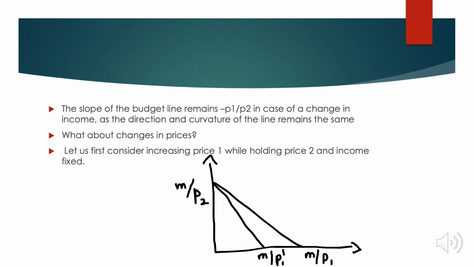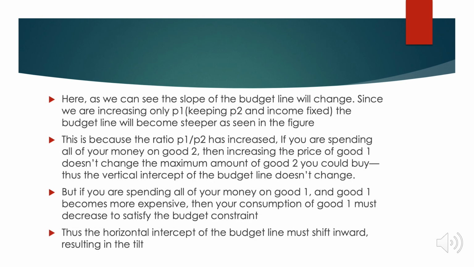Even if you are spending all of your money on good 2, then increasing the price of good 1 doesn't change the maximum amount of good 2 you could buy. Thus the vertical intercept of the budget line doesn't change. But if you are spending all of your money on good 1 and good 1 becomes more expensive, then the consumption of good 1 must decrease in order to satisfy the budget constraint. Thus the horizontal intercept of the budget line must shift inward, resulting in the tilt.